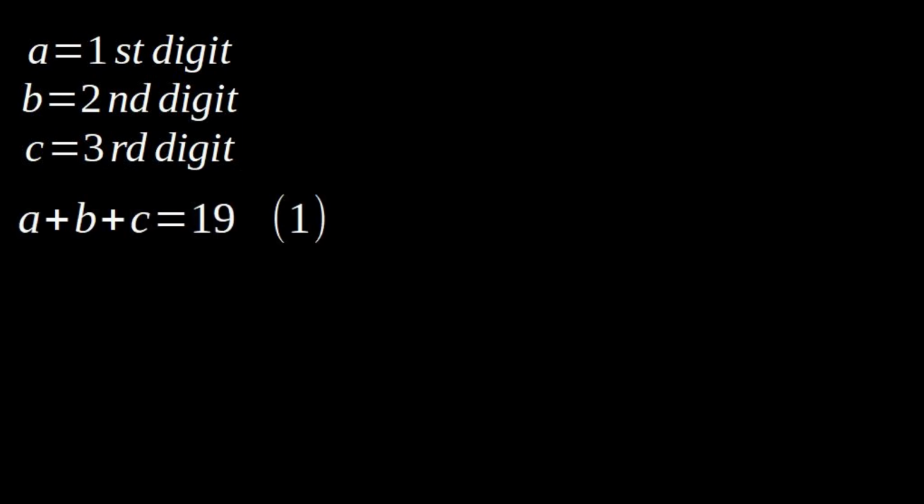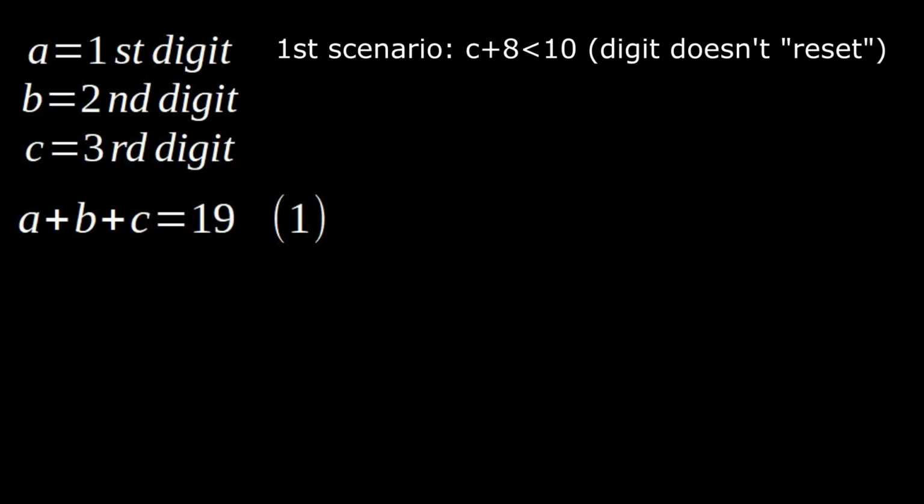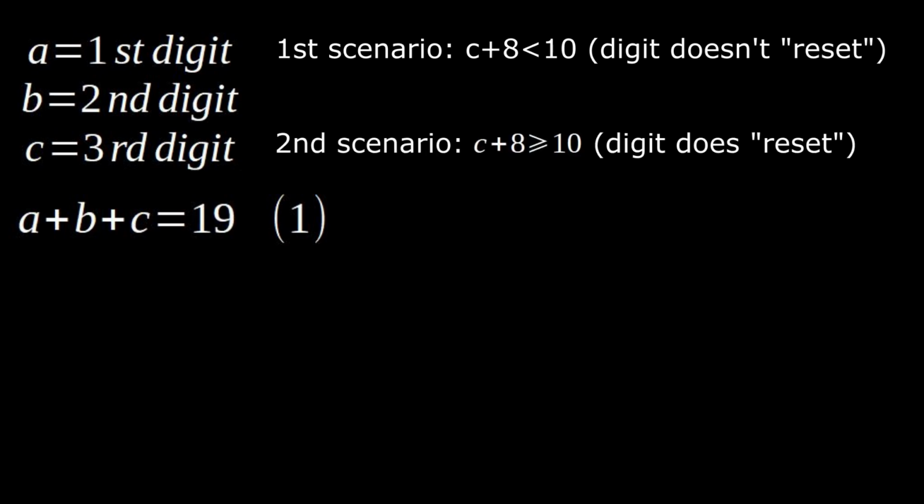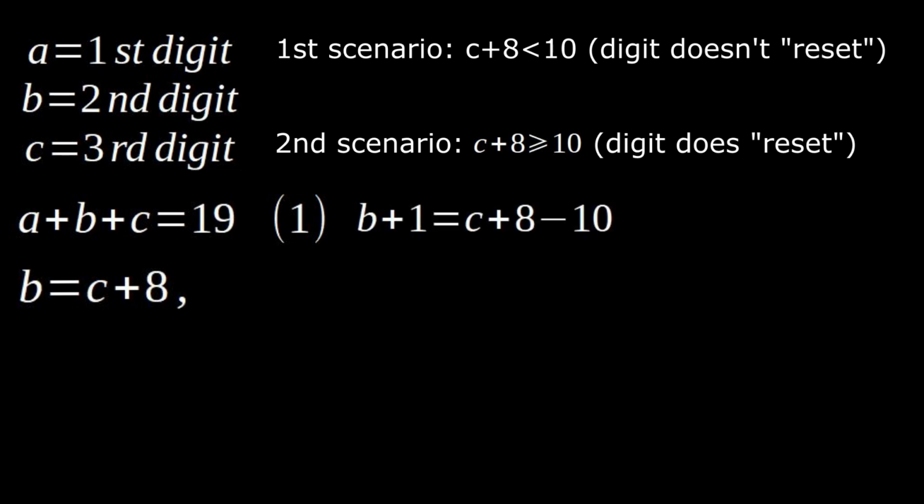Now the second condition, we have to examine 2 scenarios. The first scenario is when the third digit doesn't exceed 10, and the second scenario is when the third digit does exceed 10. So in the first scenario, the equation is going to be B equals C plus 8. And in the second scenario, the equation is going to be B plus 1 equals C plus 8 minus 10, which is B equals C minus 3.